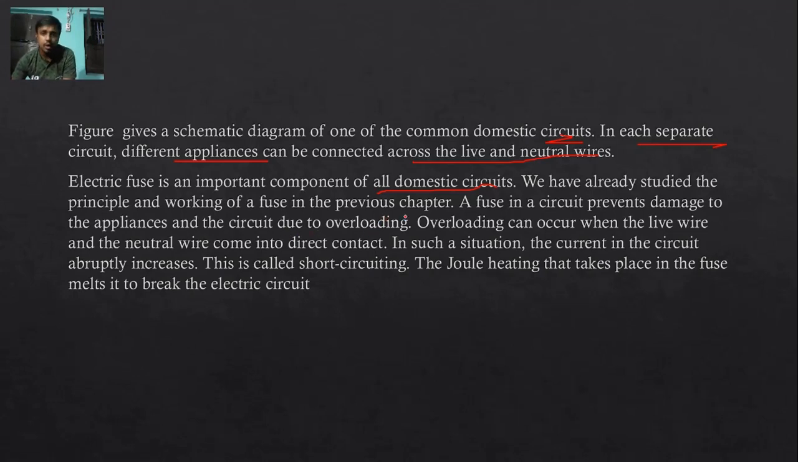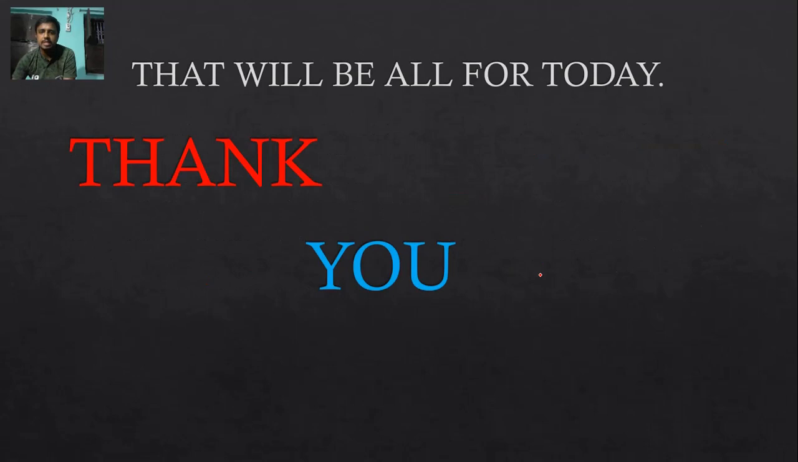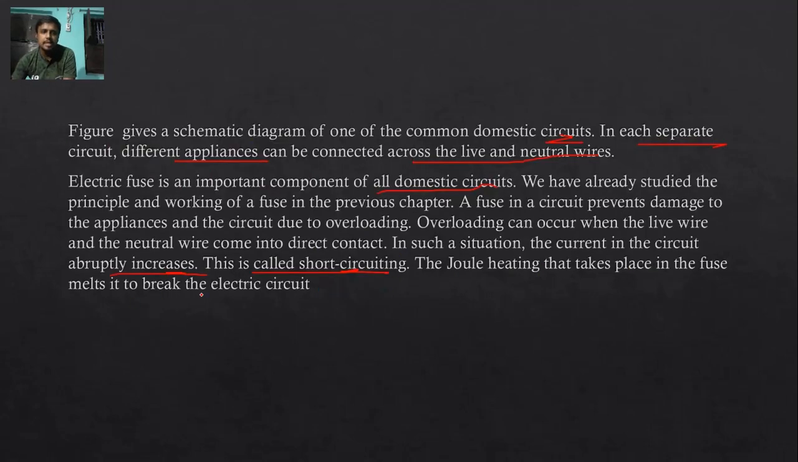When overloading occurs and if you don't have a fuse, then it will damage your appliance. Overloading can occur when the live wire and the neutral wire come into direct contact. In such a situation, the current in the circuit abruptly increases. This is called short circuiting. The joule heating that takes place in the fuse melts it to break the circuit.